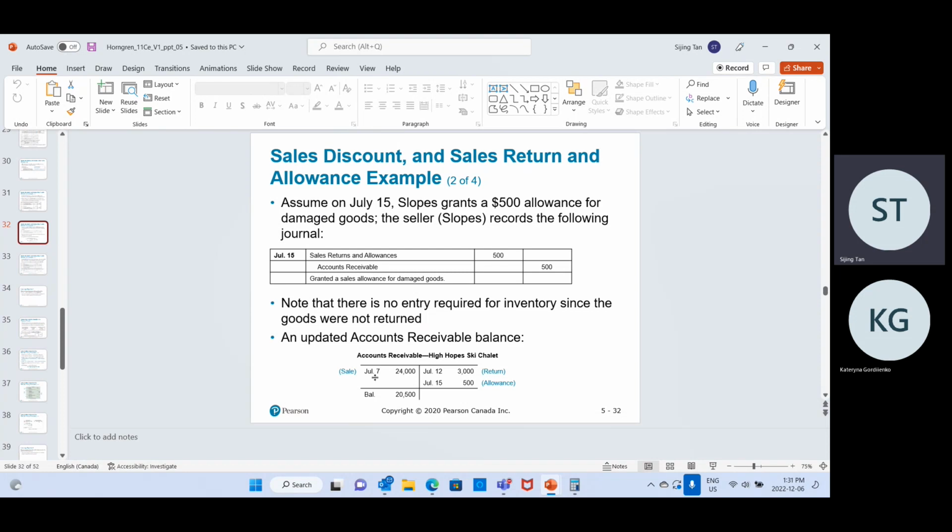Then we update the accounts receivable balance. At the very beginning, the balance is $24,000. Then we have a $3,000 return. We have a $500 allowance, which leaves accounts receivable for High Hope Ski Chalet at $20,500. So that is our balance under accounts receivable for High Hope Ski Chalet.